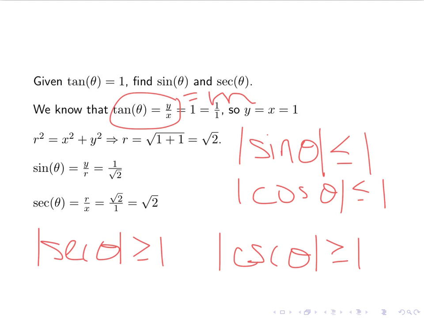But just remember the things about sine and cosine and secant and cosecant to make sure your answer is on the right track. So with that in mind, read through the book, try out the homework, and let me know if you have any questions. Good luck.